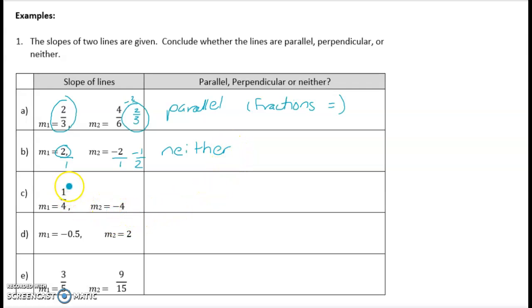Next one, we have 1/4, and then we have -4, which means -4 over 1. So they flipped. The 1 is now on the bottom, and the 4 is now on top, and it's the negative reciprocal. It went from positive to negative, so this is perpendicular. Okay, it's the negative reciprocal.